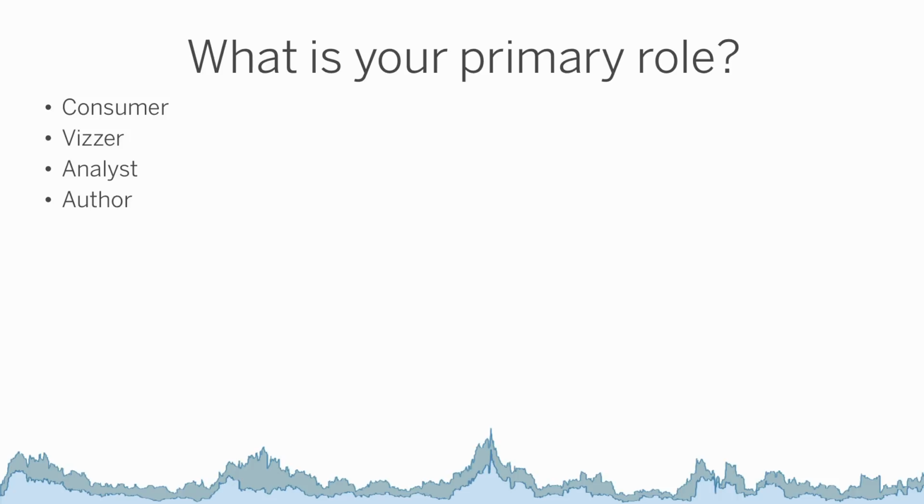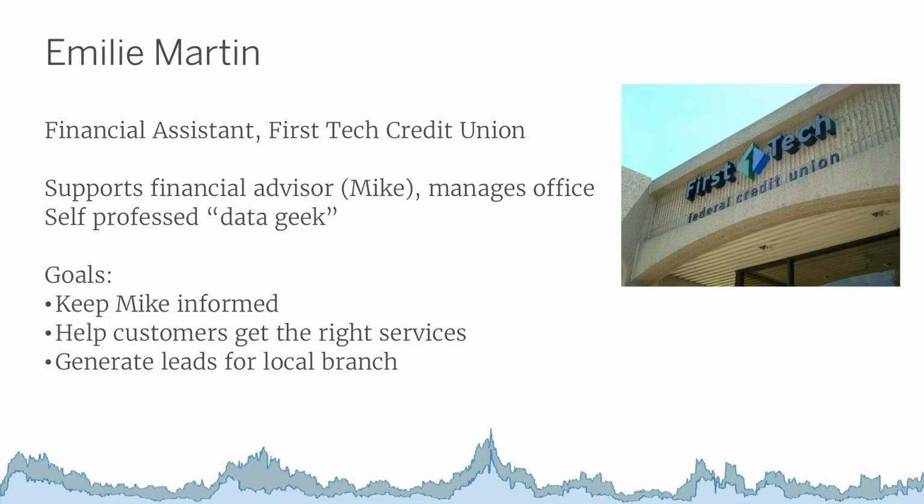But the way I was going to do that first is to show you some videotape we collected. Emilie Martin has given me permission to play this piece of video for you. First let me describe Emilie. She's a financial assistant at First Tech Credit Union. She supports the financial advisor in a particular office and is very data-oriented. She keeps Mike informed. She helps customers get the right services and generates leads for the local branch.